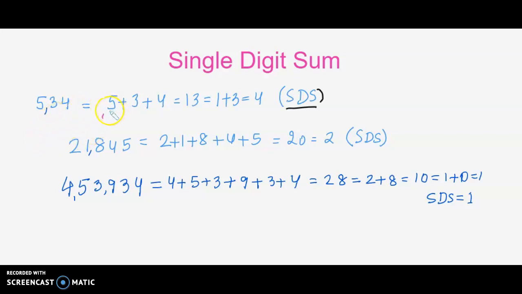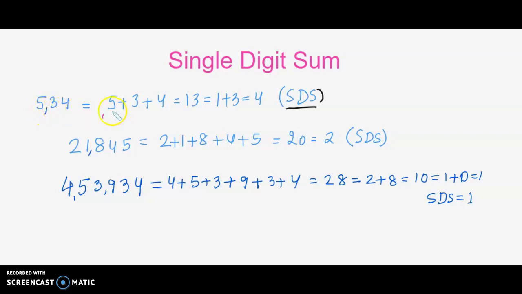We will add all the digits: 5 plus 3 plus 4 gives us 12, and then we add the 1 and 2 also, and that gives us finally 3. So the single digit sum for 534 is 3. Let me explain once again. We have been given the number 534. We will add all the digits until we get a single digit, and that is called the single digit sum.